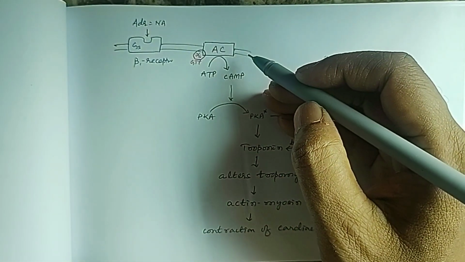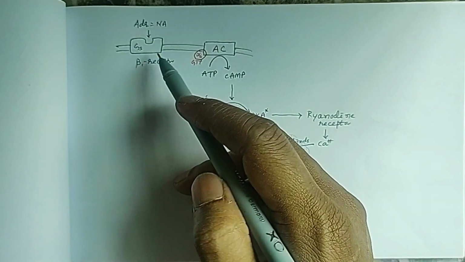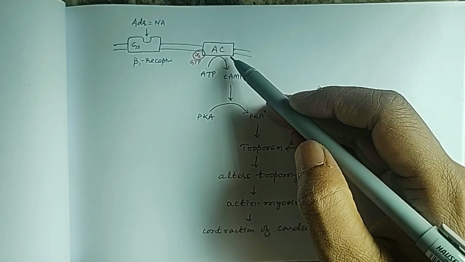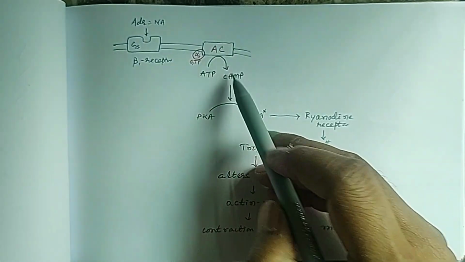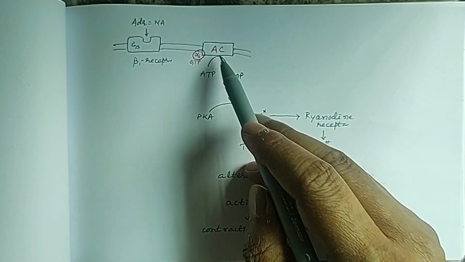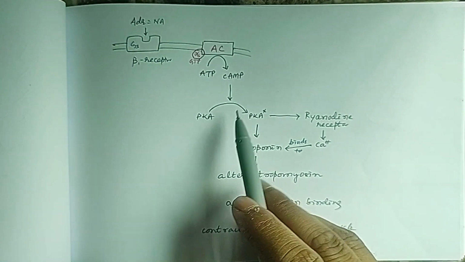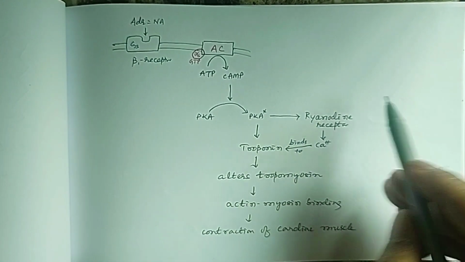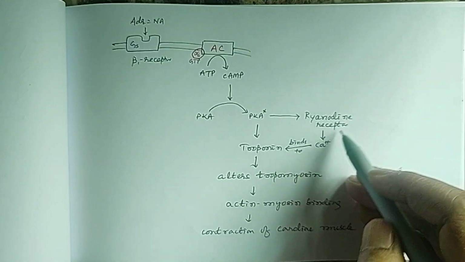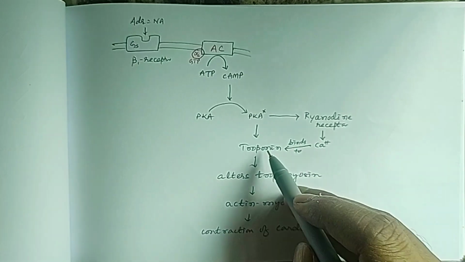In the heart we have the beta 1 receptor, which is a Gs type G protein coupled receptor, which is linked to the effector adenylate cyclase, where the second messenger is cyclic AMP. ATP is converted to cyclic AMP in the presence of active adenylate cyclase. Cyclic AMP activates protein kinase A, which binds to the ryanodine receptors to release calcium, and now this calcium binds with troponin.